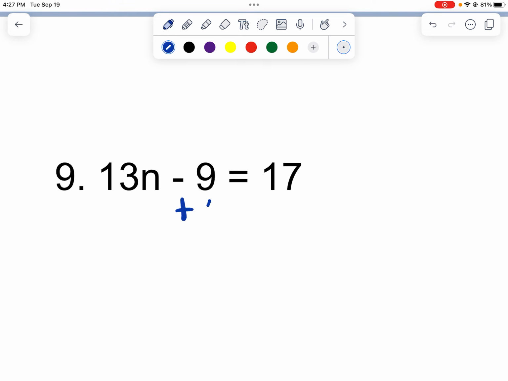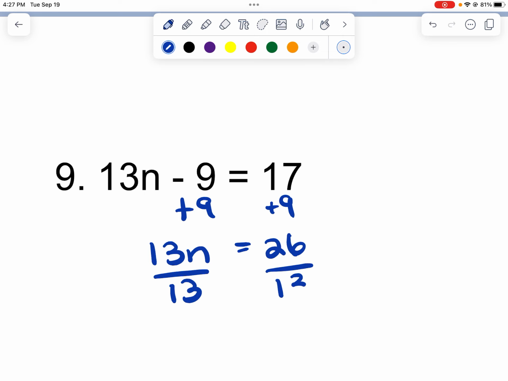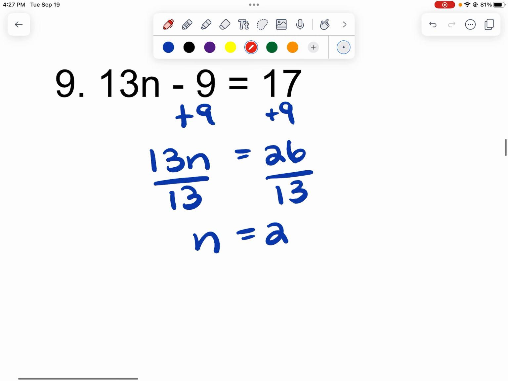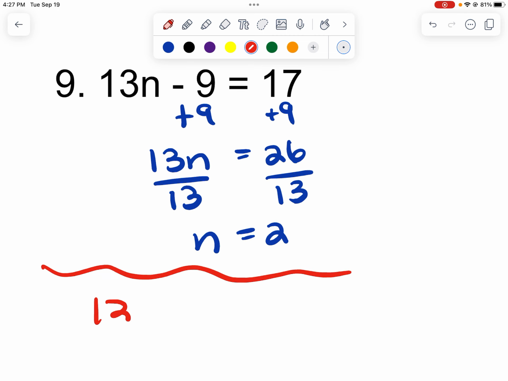So I'm going to add 9 to both sides. I get 13n equals 26. I divide by 13 on both sides, and I get n equals 2. Then I plug it back in to make sure I did the correct work.